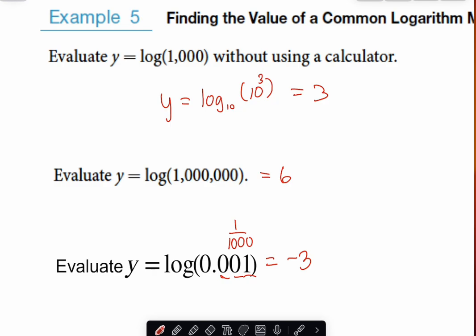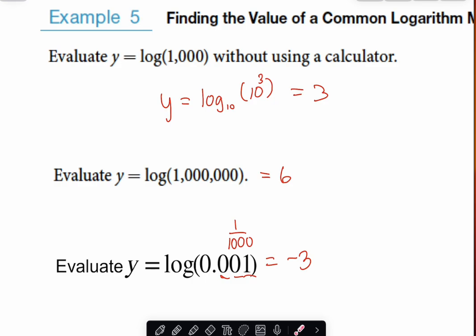So base 10 logs are really, really nice. They go with scientific notation. They go with our number system. They're quick and easy. If it is a number more than 10, you just get to count the zeros. If it is a decimal value, count the places. Now, that only works if that's a 1, if that's a 1, if that's a 1. If it's 2,000 or 7,000 or 8,000, you can't quite do exactly what we just did.